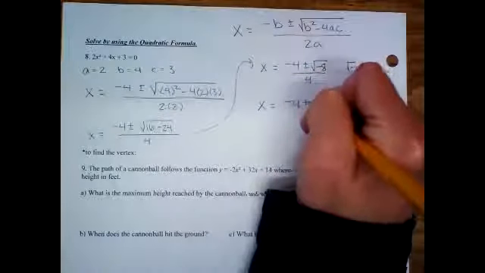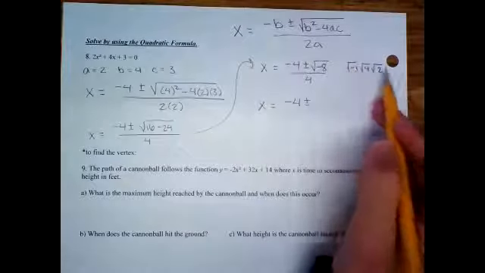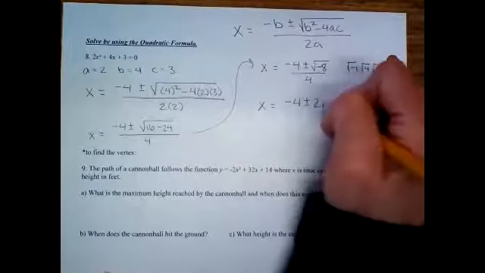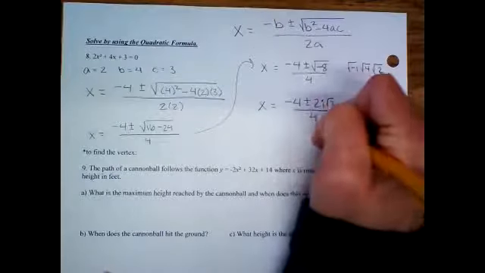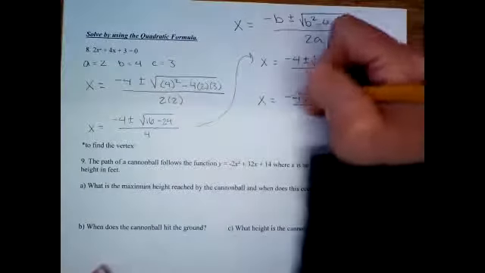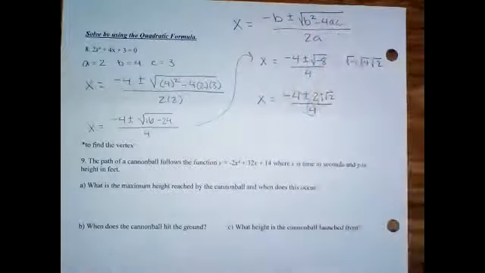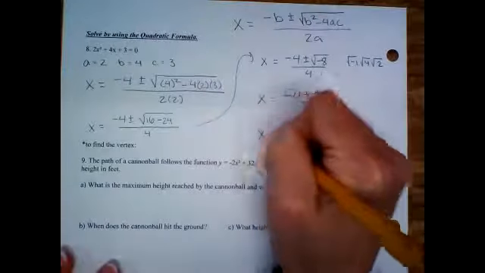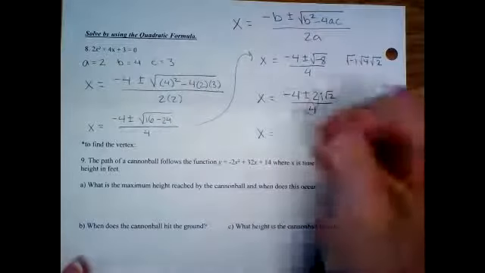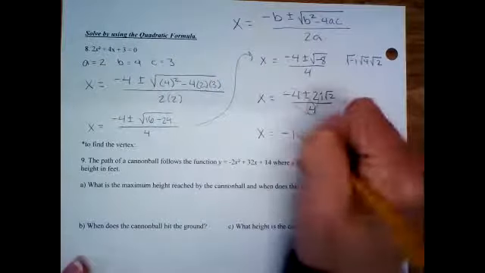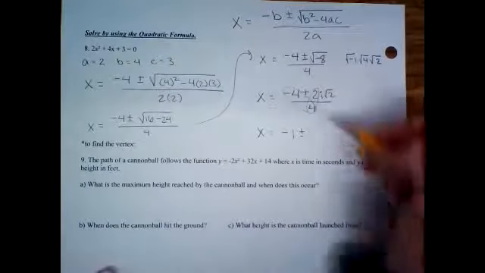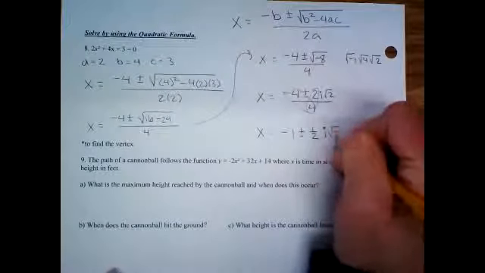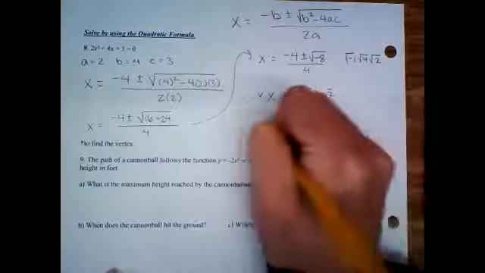So this will be -4 plus and minus. How will that simplify down? 2i, good, square root of 2, all over 4. And then what you're going to do is divide everything by 4, except what's in the square root. You can't touch what's under that little house. That stays there. So -4 divided by 4 is -1 plus and minus 2/4 would reduce to 1/2, and then i square root of 2.